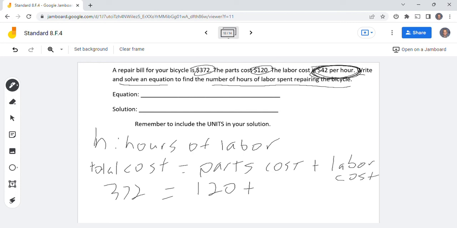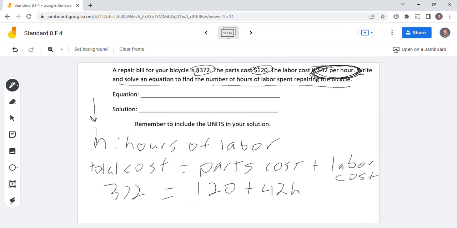The labor cost we're going to have to calculate by taking this $42 per hour and multiplying it by the number of hours that we get. That's just 42h. Now we have an equation with h in there, and if we solve for that h, we'll figure out our hours of labor, which is the point of the question.